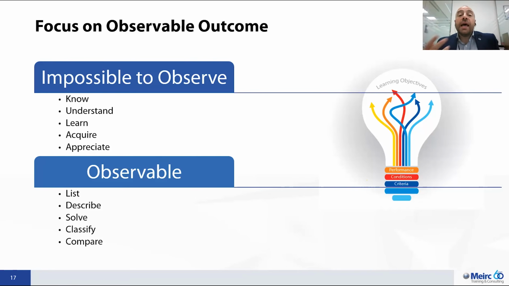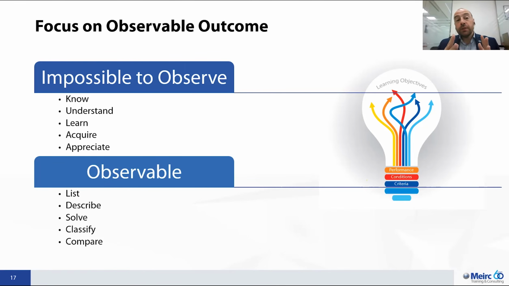The verb to understand is also unobservable. How can I tell whether someone understands or not? The verb to learn how to shouldn't show in an instructional goal. The word acquires or the word appreciate. How can I tell whether someone appreciates or not? That's very difficult to tell, right? And if you are evaluating whether a training or a learning was successful or not, you cannot check appreciation. You don't have a thermometer for appreciation.